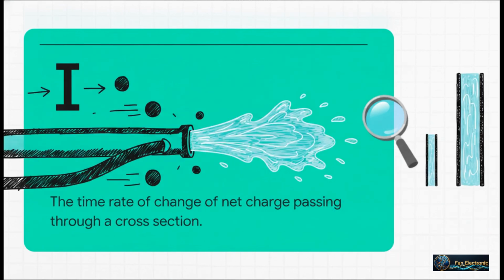Next up is current, represented by the letter I, and measured in amperes, or amps for short. The textbook definition of current is the time rate of change of net charge passing through a cross-section. But again, back to our water analogy, think of current as the diameter of the hose and the actual flow of that water. The wider the hose, the more water is allowed to physically flow through it at any given moment. Current is that actual moving flow of electrons that's doing the work.